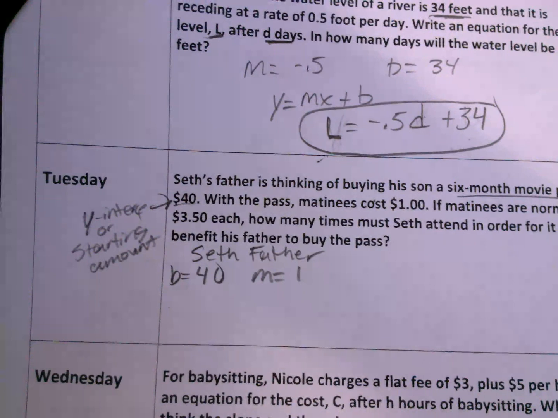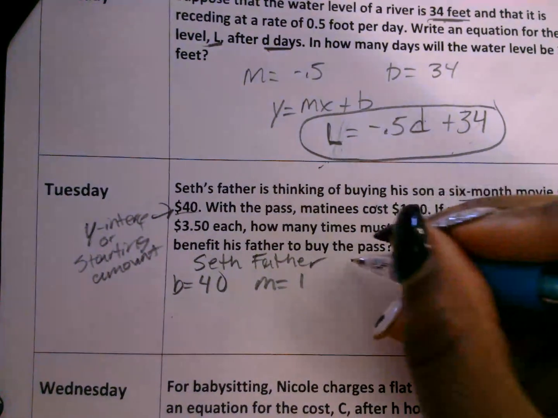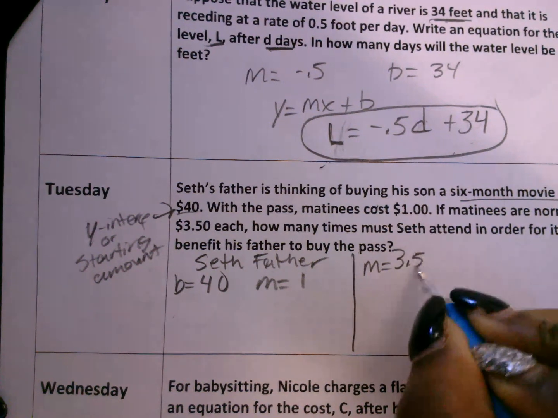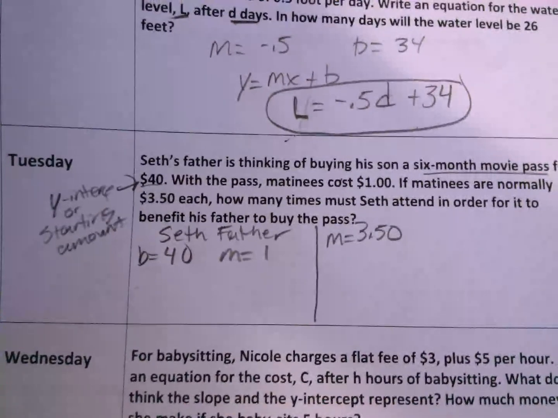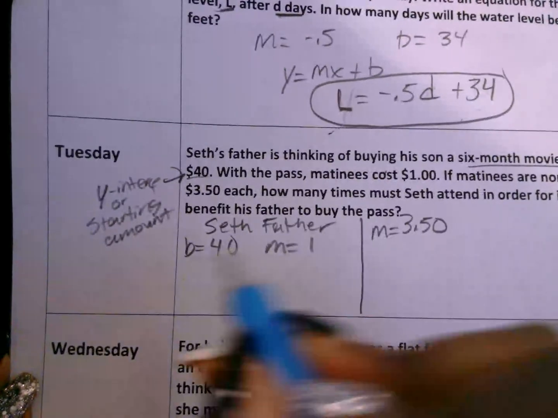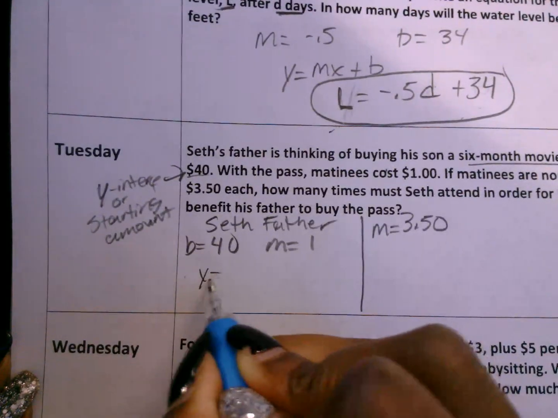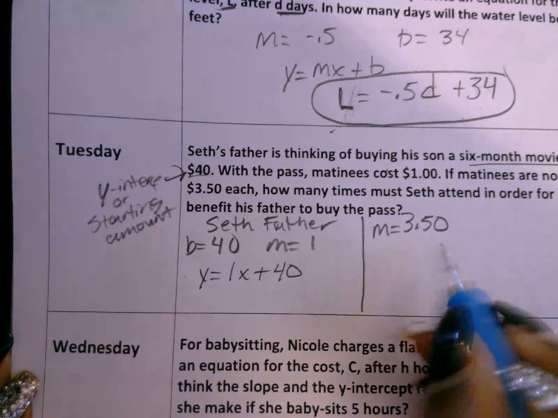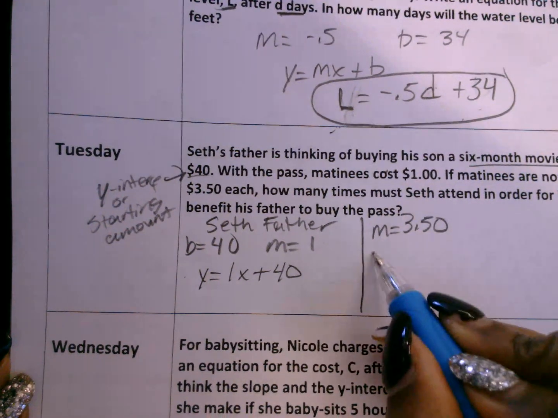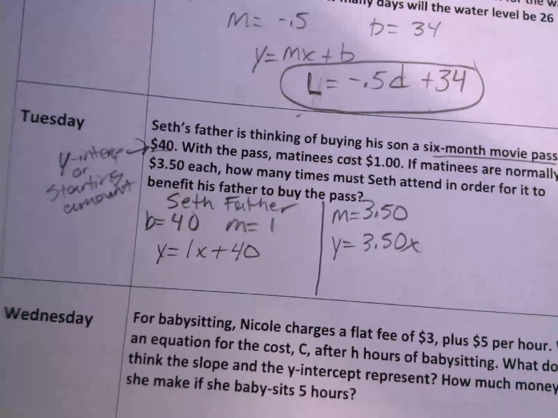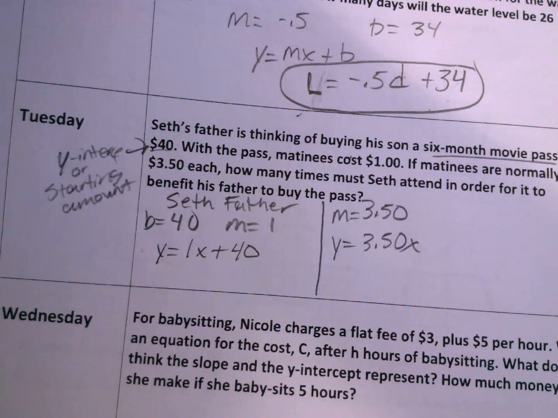All right, if the matinees are normally $3.50, so this is another scenario. So this time you're going to pay $3.50 for every single time you go, and there's no starting amount. So the equation for this scenario is going to be 1x plus 40. And the equation for the second scenario is just going to be 350 every time you go. So that's 350x. Okay, I'm going to pause for the calls. We're going to answer the rest of the question when we return from lunch.